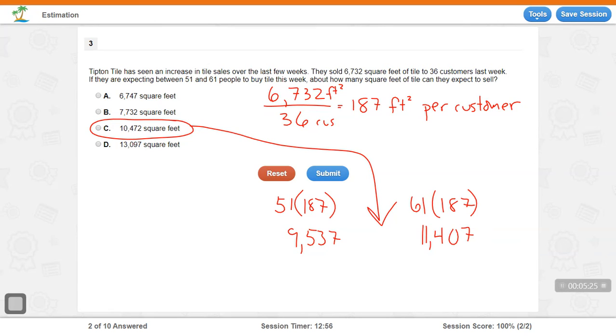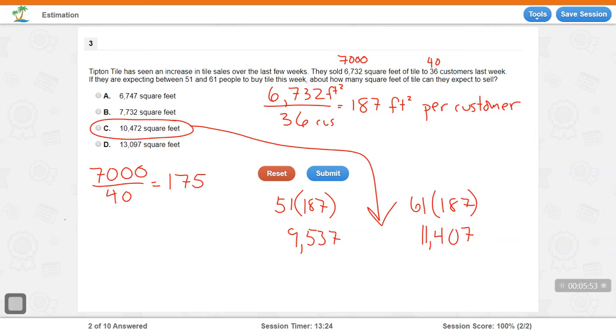If you were to actually round this, you could round this 6,700 to 7,000. All right, the 36 could be rounded up to 40, because it's closer to 40 than 30. And if you were to do that division and you were to do 7,000 divided by 40, we get 175. So it's approximately 175 feet squared per customer. Notice it's definitely off. It's definitely lower.